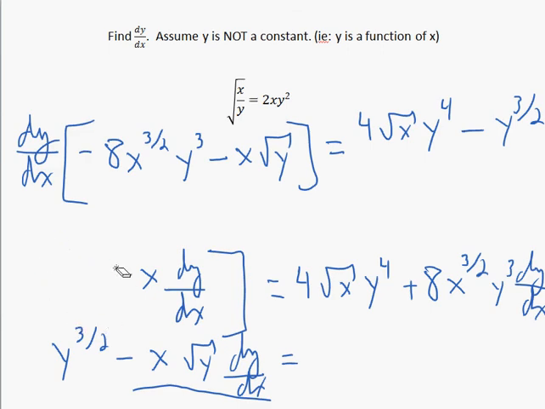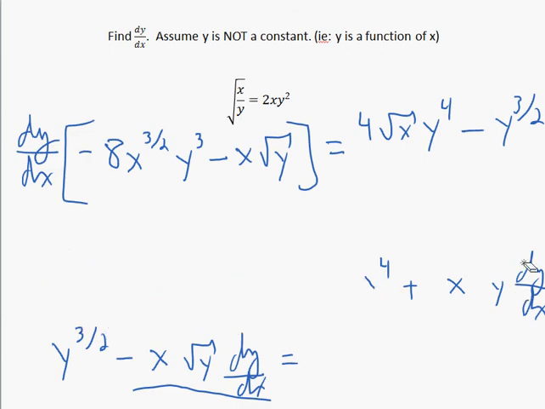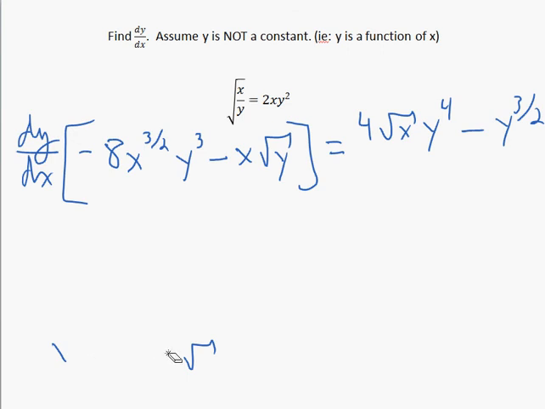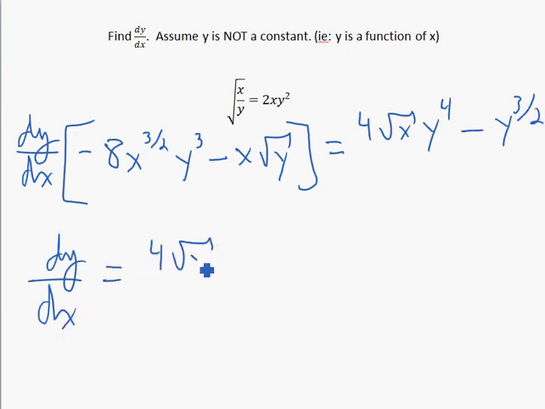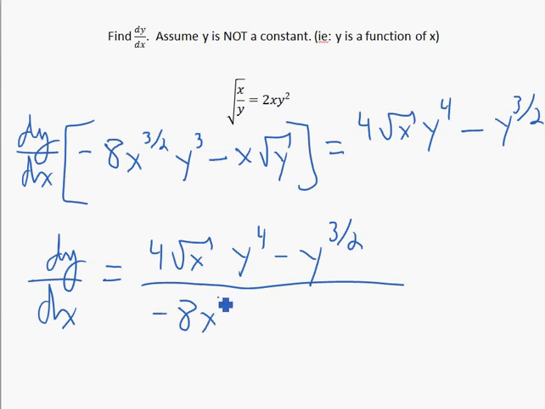We are going to divide by this huge set of parentheses on the left side, and we'll have dy/dx equals some weird ugly fraction. That's okay. At least dy/dx is by itself and we're all done. So dy/dx is equal to 4 root x y to the 4th minus y to the 3/2, all over negative 8x to the 3/2 y cubed minus x root y.